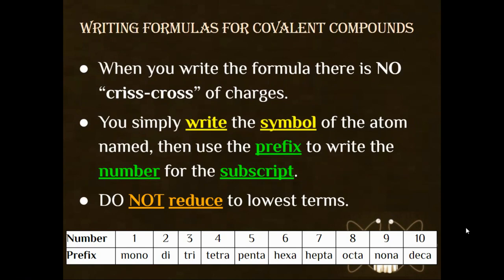When we're writing the formulas, going backwards now, there's no crisscross of charges like we would do for an ionic bond. We're going to simply write the symbol of the atom named. Then we're going to use the prefix to write the number for the subscript. And this time we are not going to reduce to the lowest terms. So whatever the numbers say, we're going to keep them as is. They don't cancel each other out.